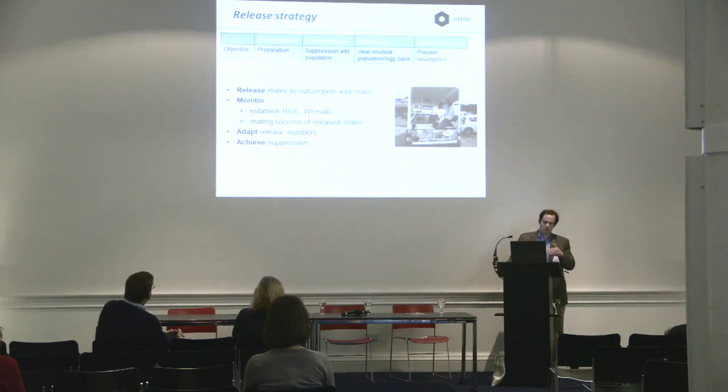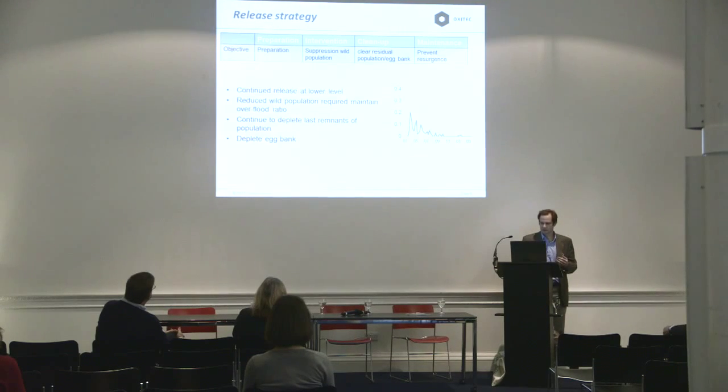So adaptive management is a key part of how we see these programs working. If we're not achieving the parameters we think we need, we could increase the release rate and manage a program that way. Once we've achieved suppression, we'd move on to the cleanup phase. And here it's about continued release, but because the wild population has dropped, the numbers you have to release are correspondingly lower, so we can have a lower release rate. This is all about mopping up those last remaining pockets of wild population, and also depleting the egg bank. With Aedes, the eggs are quite hardy and can stick around for months and months, so it's about depleting that egg bank.